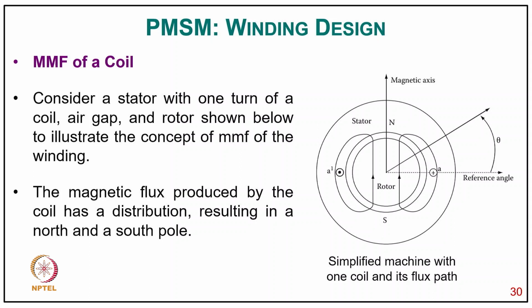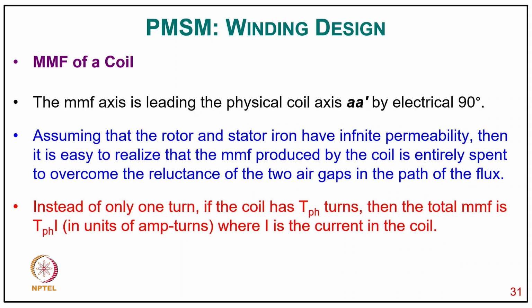As you can see in the diagram, the magnetic flux produced by the coil has a distribution resulting in a north and south pole. The MMF axis is leading the physical coil A dash by 90 electrical degrees, and assuming that the rotor and stator iron have infinite permeability, it is easy to realize that the MMF produced by the coil is entirely spent to overcome the reluctance of the two air gaps in the path of the flux in a rotating machine.